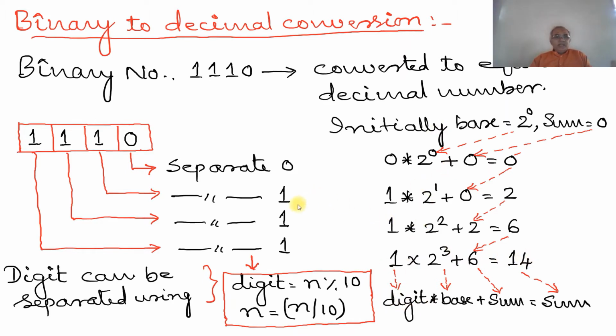So the digit multiplied by the base, plus sum, is equal to the new sum. The digit can be separated using digit equals n percent 10. That means the remainder is 0. Then n is equal to n by 10. When you divide this, the remainder is 0, and then you separate that 0. Similarly, you get 1, 1 and 1. So this is how it works.